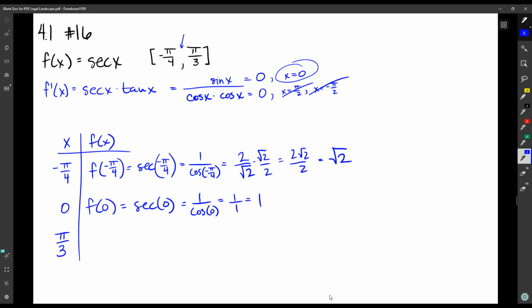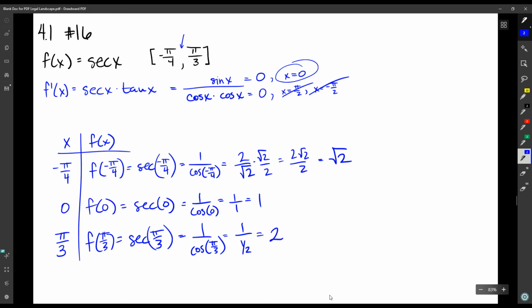Last, we have f of pi over 3. F of pi over 3 will be the secant of pi over 3. Again, that's 1 over the cosine of pi over 3. I know that my cosine of pi over 3 is a half, so I'm looking at 1 over a half, which turns into a 2. So the smallest of these values is the absolute minimum. The largest is the absolute maximum. It's pretty easy to see that we have a maximum value of 2 at pi over 3. And then root 2 lies in between 1 and 2, so that means 1 is our minimum value.